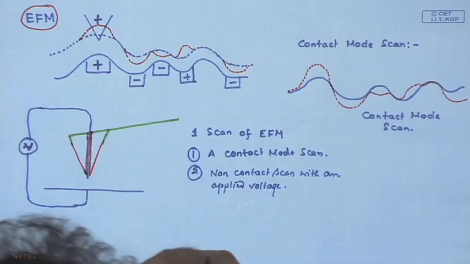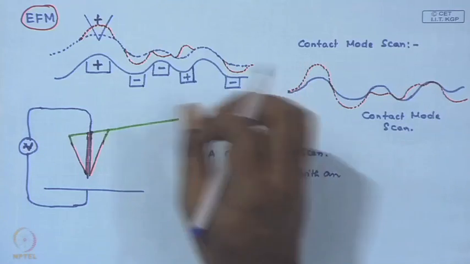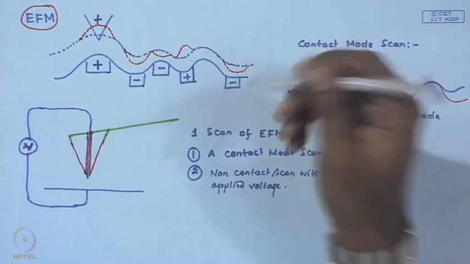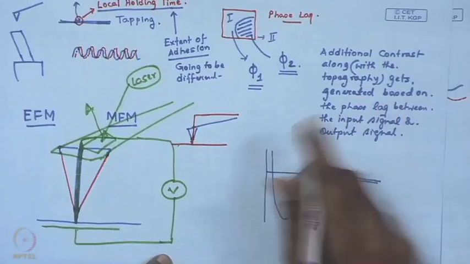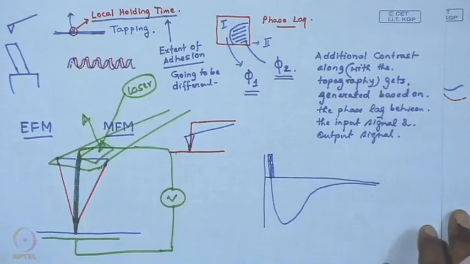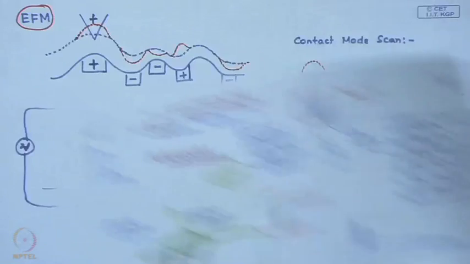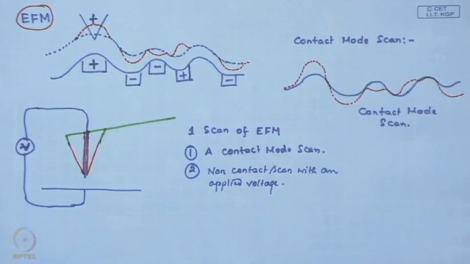You can bias the tip during your contact mode scan as well, but since in local proximity or in contact it is in the repulsive regime, the repulsive van der Waals component of the forces will dominate, and you will miss out any additional electrical signal. If you remember, when you are doing contact mode imaging, you are over this zone. So irrespective of whether you have a biased tip or not, these repulsion forces, the local tip surface interaction forces, will dominate, and therefore you will miss out.